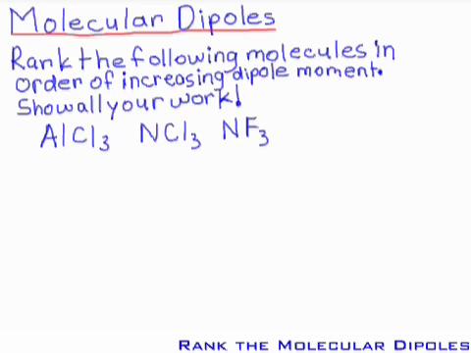In today's solution to a homework problem that you've received, you have to rank the following molecules in order of increasing molecular dipole moment. You are asked to show all your work, and the molecules you're asked to look at are aluminum trichloride, AlCl3, NCl3, and NF3.